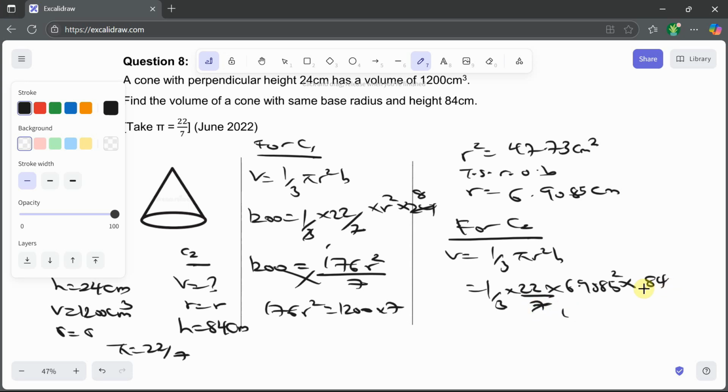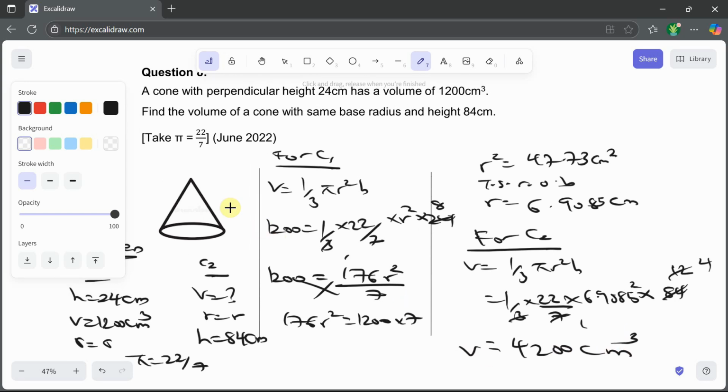So this is 12, this is 4. So the volume is 22 times 6.9085 all squared multiplying 4. That will give you 4,200 centimeter cube as the volume. So you see, this is the answer to this particular question. Let's see if it's correct.